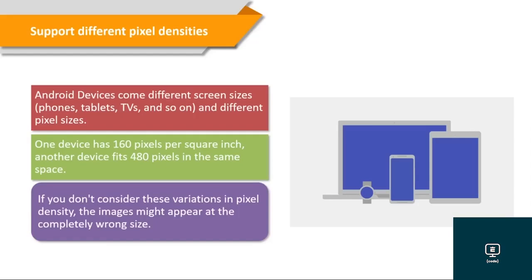If we look at 2 different Android devices that have the same screen size, we can see that both of these two devices have different pixel densities. For example, one device has 160 pixels per square inch. Another device has 480 pixels per square inch, but it's in the same screen size.